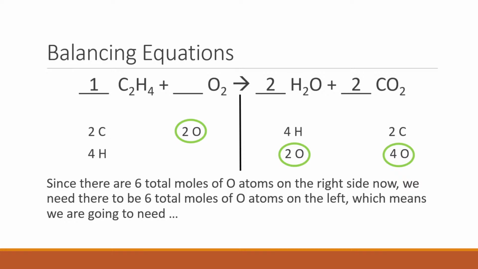When I look at my oxygens, I've got 6 on the right, but only 2 on the left. And so I now need to put a coefficient in here that's going to bring this number of oxygens up to 6. What coefficient is going to bring this number of oxygens up to 6? How many copies of O2 do I need to get 6 oxygens?